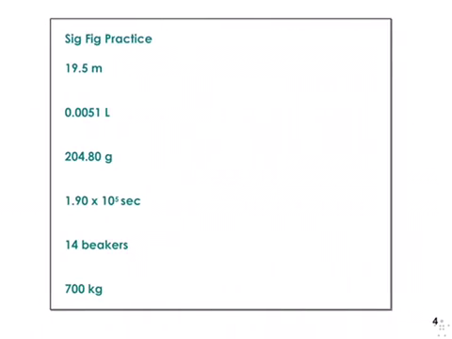Let's practice. In 19.5, how many significant figures are there? 3. 0.0051, 2, just these 2. 204.80, 4 or 5?